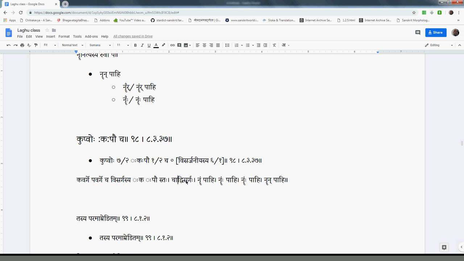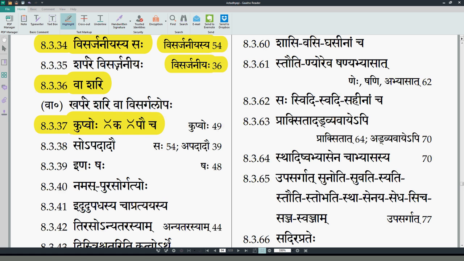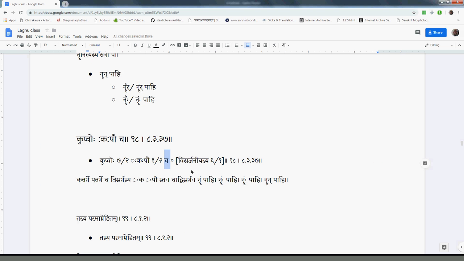Chad visarga, and what is the saying? Chad visarga means what? Chakara, because this chakara brings down visarga also. You see in the sutra patha, visarga. Cha is mentioned. Why cha? Cha will bring down this visarga also. Visarga is also the adesha. Therefore, he says, chad visarga, either you will get this.